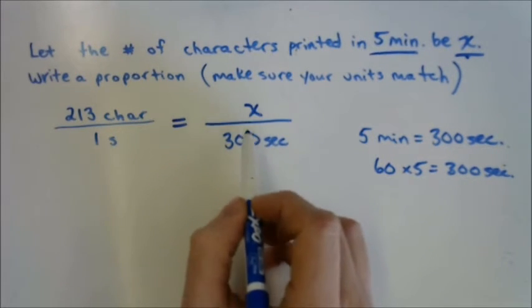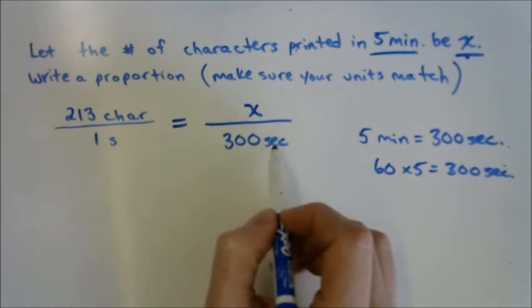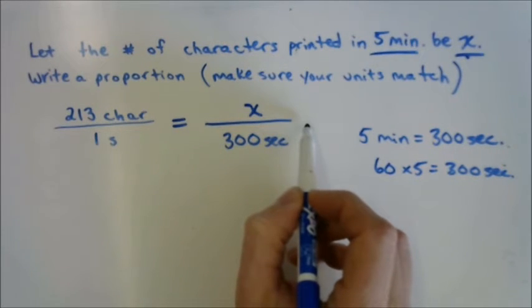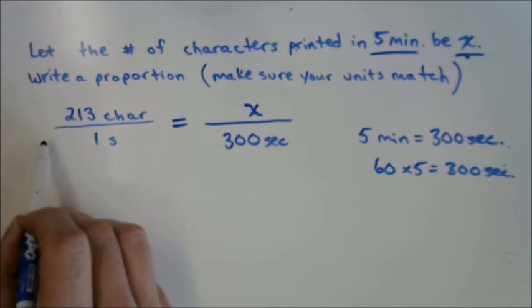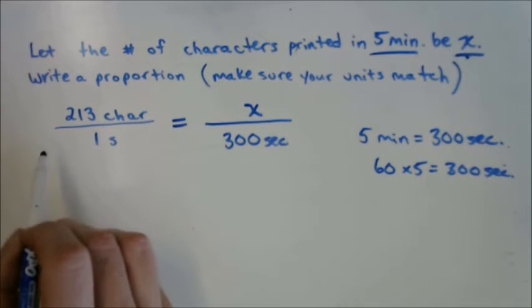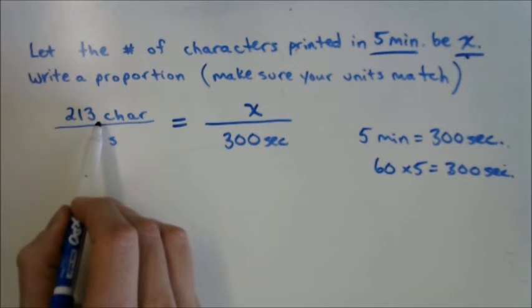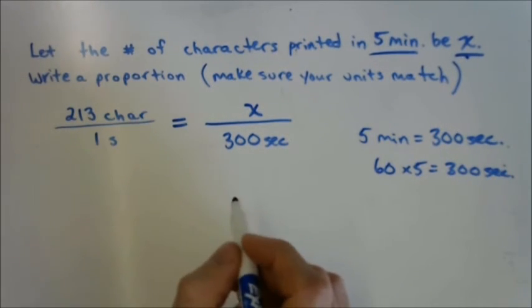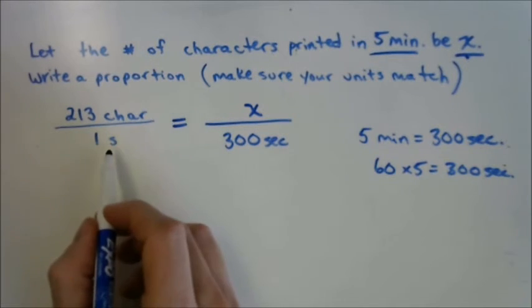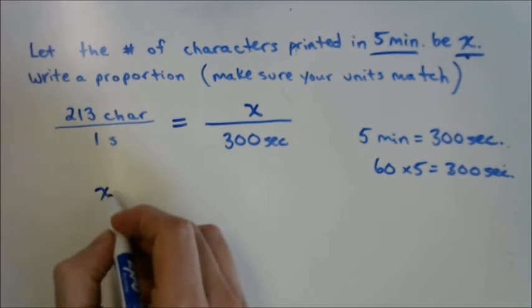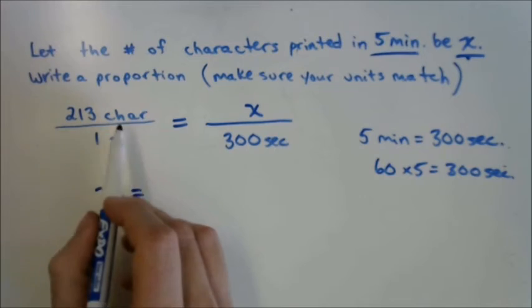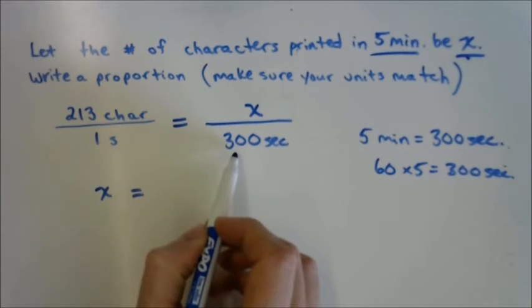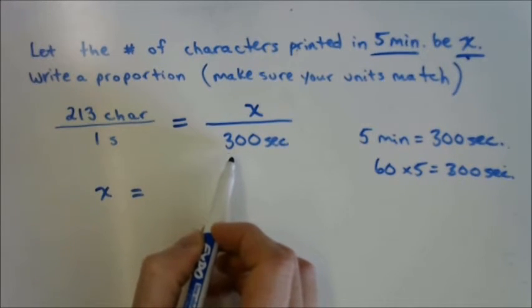We say, okay, x is being divided by 300. I need to multiply it by 300 to get x by itself. If I multiply by 300 on the right, I also need to multiply by 300 on the left. That will also get you 300 times 213. They all get you the same answer. So for the sake of this one, we'll cross multiply. We'll say 1 times x is x, and 213 times 300.